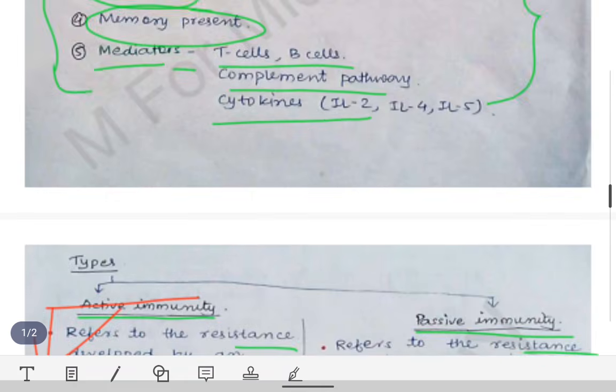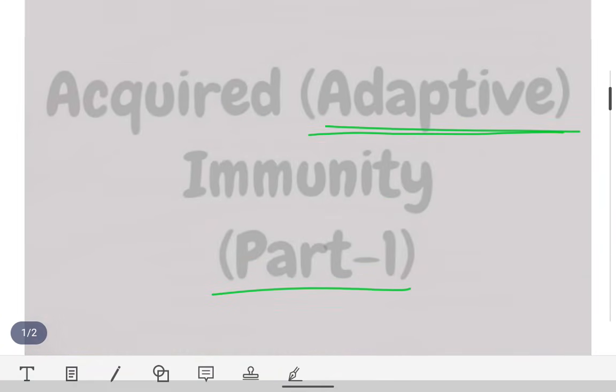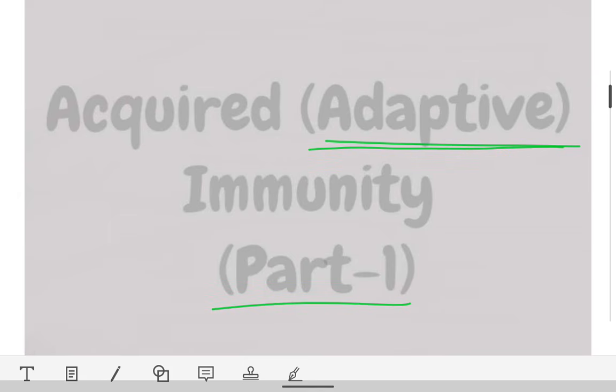Okay, so that's all about the first part of the acquired immunity. Next we'll be talking about the second part of the immunity: the immune responses in the active immunity, that is the primary immune response and the secondary immune response in the active immunity. That will be in the second part of the acquired immunity.